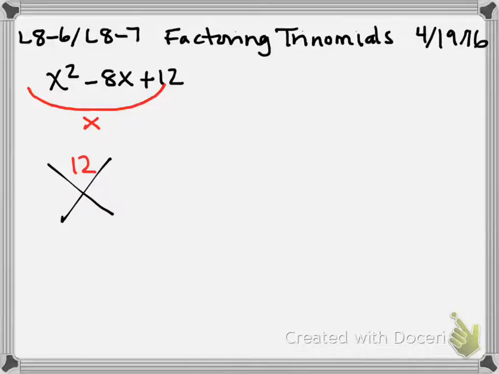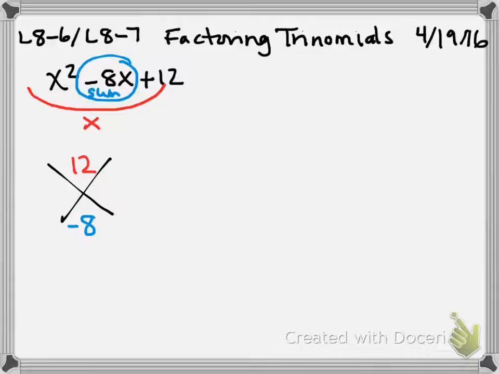Next, I want you to look at your middle term. And you're going to put just the number out in the middle, down below. So this is what we call the sum number. Okay? So product is red, sum is blue. Now comes the challenge. I got to think of factors of 12 that add to give me negative 8.